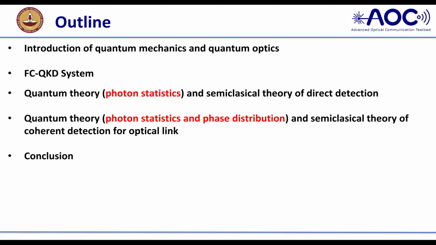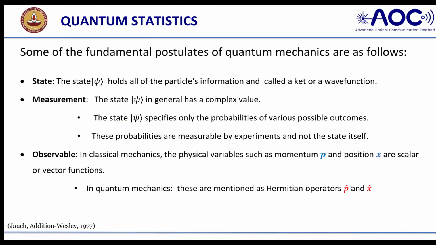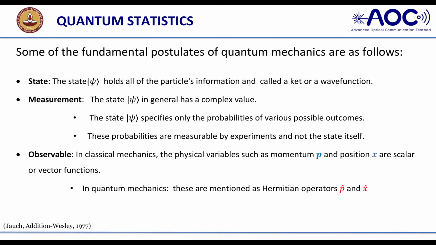Okay then, the next part I will go for the quantum theory. We will see the photon statistics and semi-classical theory of current detection for the optical link, and we will conclude with the research part of that. So starting, we will see what quantum statistics is. Some of the fundamental postulates of quantum mechanics are as follows. Before starting, we should know what the state is.